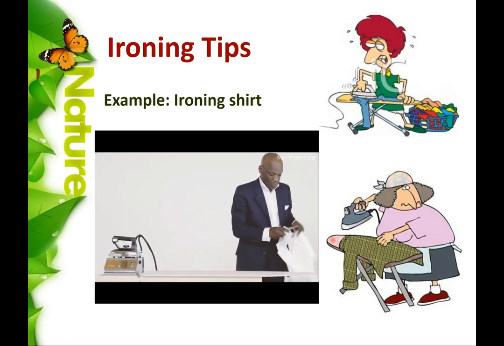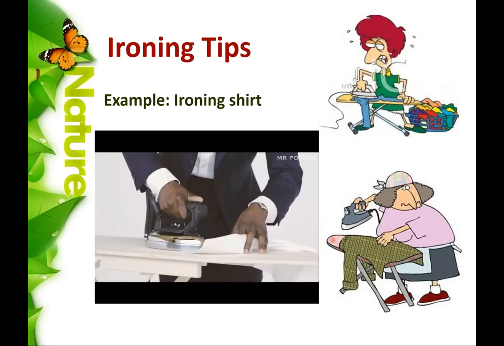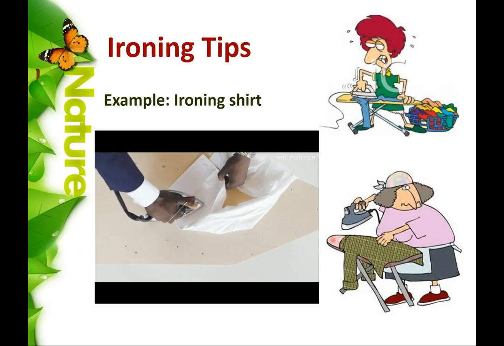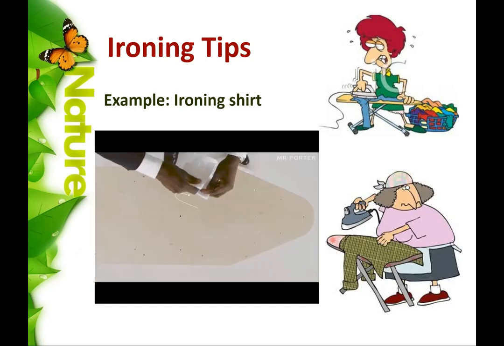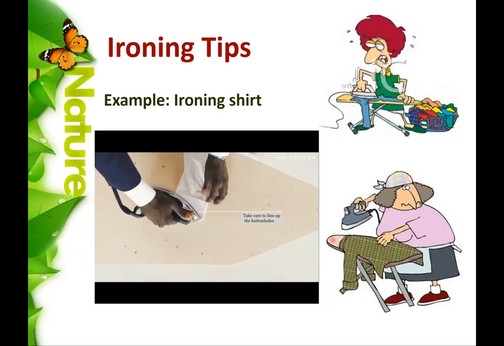Now, the cuffs. Iron the inside a little to get the main creases out, then start on the outside. As with the collar, always start from the outside and iron inwards. Once you have ironed them, fold the cuffs over and press them to give a pleat that runs along the line of the arm.